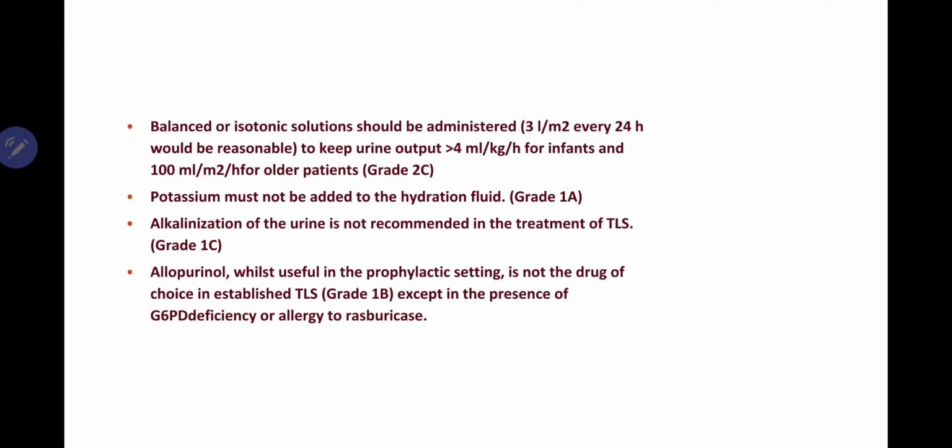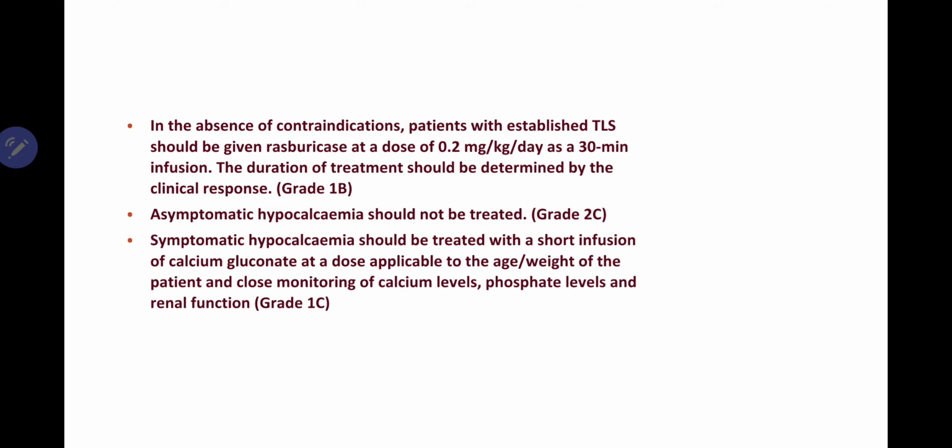Allopurinol is useful in the prophylactic setting, but it is not a drug of choice in established TLS except in the presence of G6PD deficiency or allergy to rasburicase. This has been asked as an MCQ in multiple exams. If there is absence of contraindications, patients with established TLS should be given rasburicase at a dose of 0.2 mg per kg per day as a 30-minute infusion. The duration of treatment should be determined by clinical response, must be remembered.